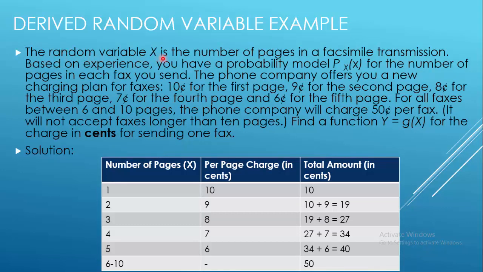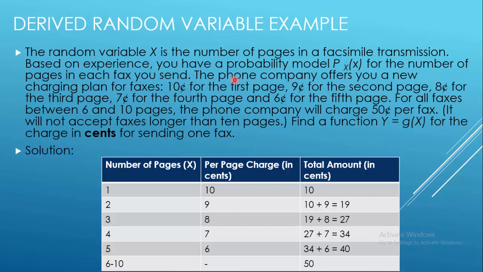The random variable X is the number of pages in a facsimile transmission. X is actually the number of pages in a fax transmission. Based on experience, you have a probability model P of x for the number of pages in each fax you send. So with experience, we know how many pages are sent in each fax.